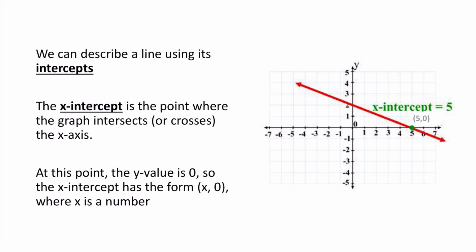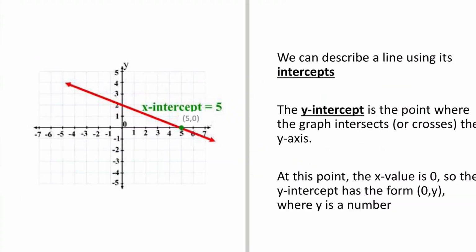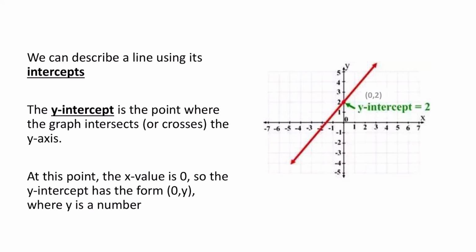The x-intercept is the point where the graph crosses the x-axis. At this point, the y value is 0, so the x-intercept has the form (x, 0), where x is a number. The y-intercept is the point where the graph crosses the y-axis. At this point, the x value is 0, so the y-intercept has the form (0, y), where y is a number.